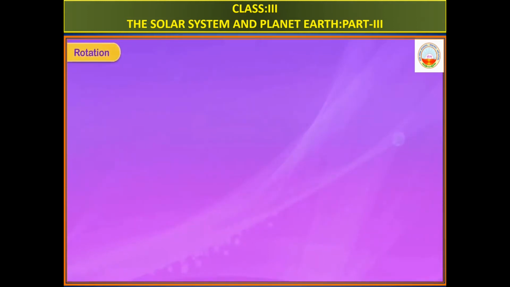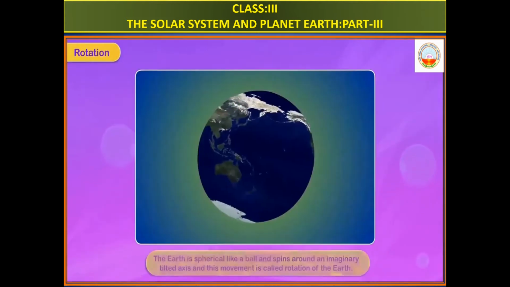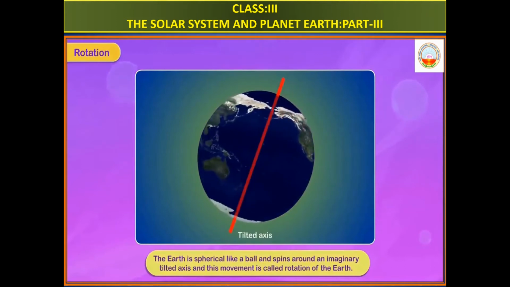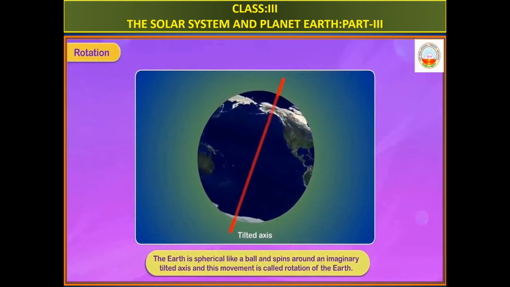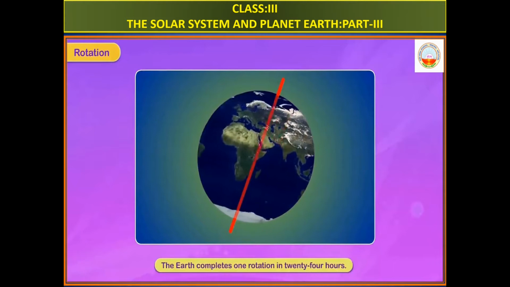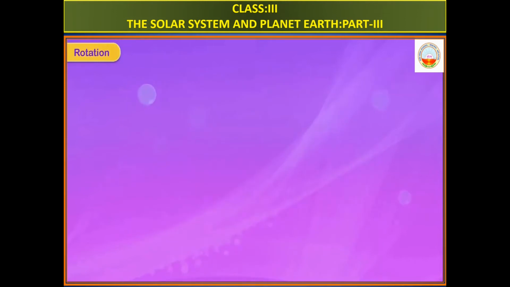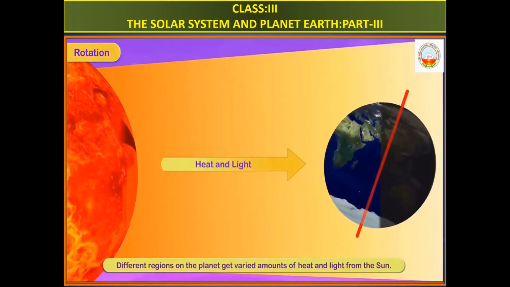When an object spins around itself on an imaginary line passing through its center, it is said to be rotating around its axis. The Earth is spherical like a ball and spins around an imaginary tilted axis, and this movement is called rotation of the Earth. The Earth completes one rotation in 24 hours. Different regions on the planet get varied amounts of heat and light from the sun.